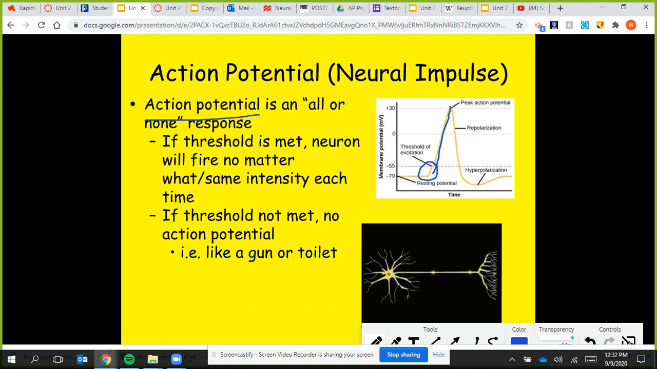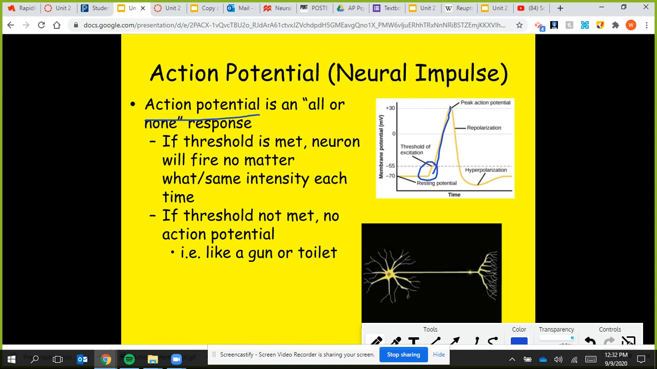Okay, so action potentials are like a gun or a toilet. Okay, a gun, can you halfway fire a gun? If you pull the trigger really lightly, is it going to just be like, pew? As opposed to if you pull it really hard? No. Those of you who have fired a gun before know this, you can pull the trigger as lightly as you want, and as soon as you hit that threshold of how many pounds it takes, usually it's like 2 to 3 pounds of pressure, that gun's going off no matter what. And it's going off at the same intensity each time.